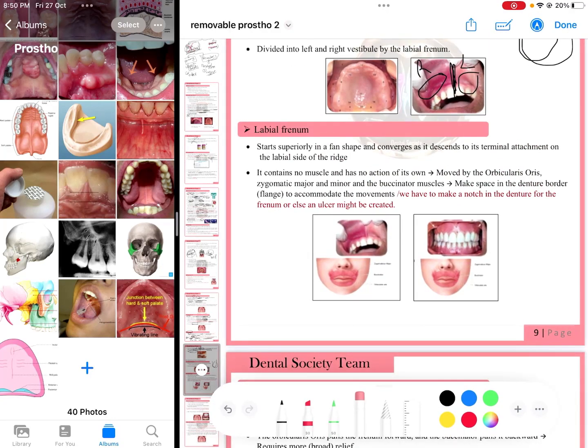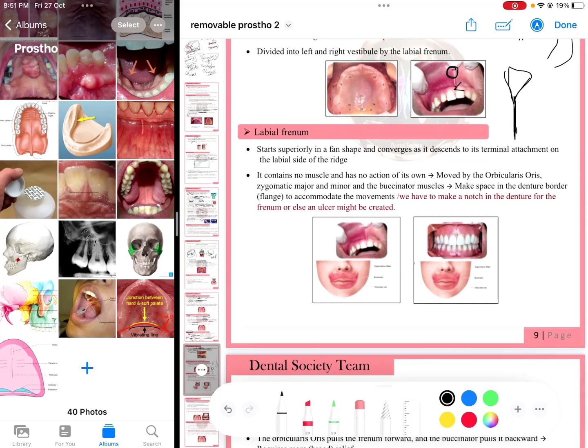The labial frenum starts superiorly as a fan shape. Like if you see this picture, it starts superiorly as a fan shape and converges as it descends to its terminal attachment at the labial side. So from here, it starts like a fan, like a fan blade. And when it descends, it converges, it merges, and then they become like one and attach here in the labial part of the ridge. Okay, it contains no muscle.